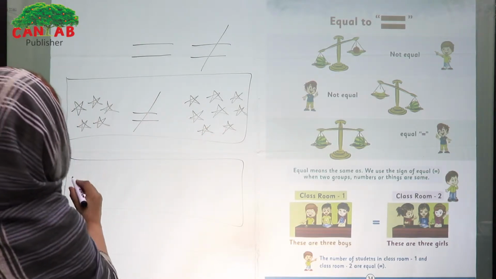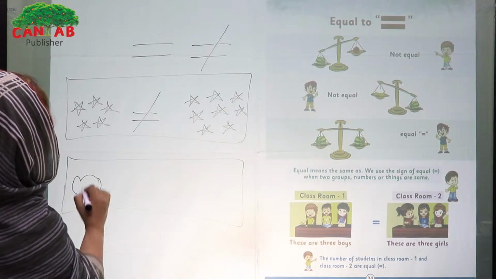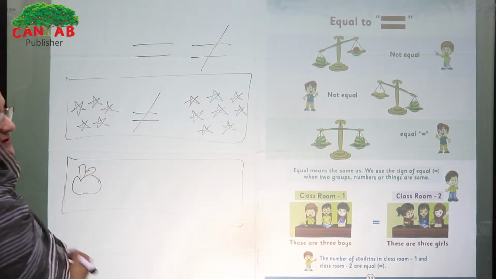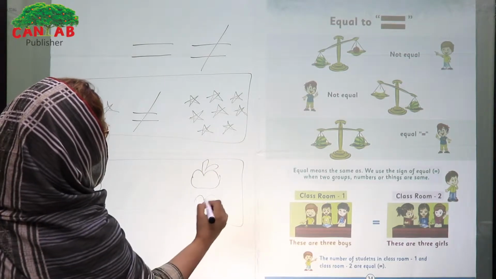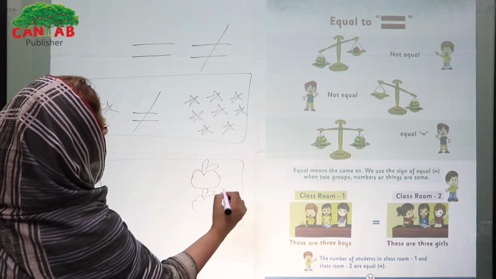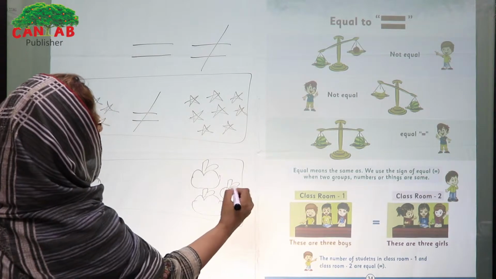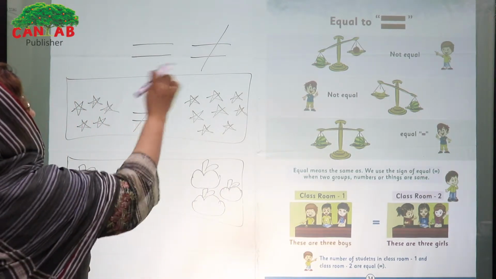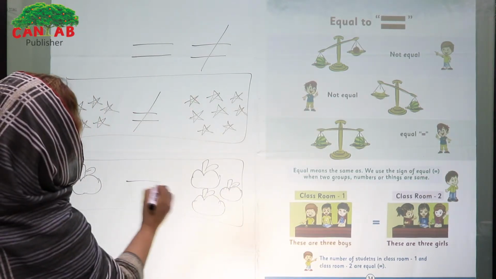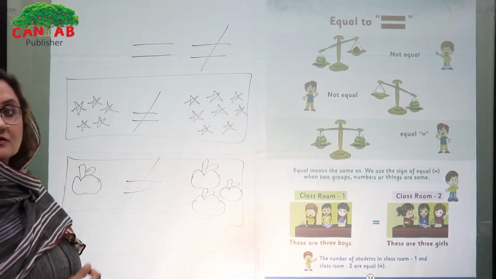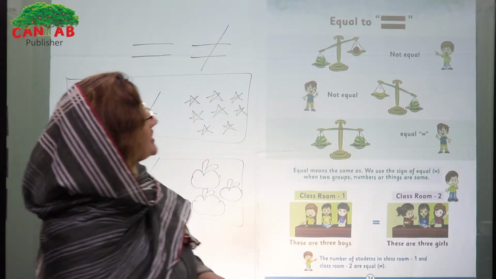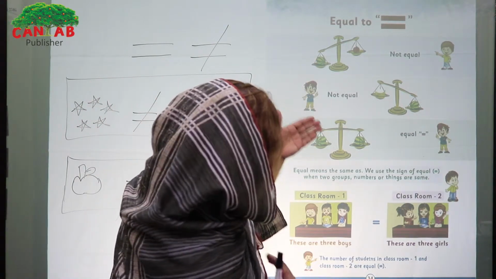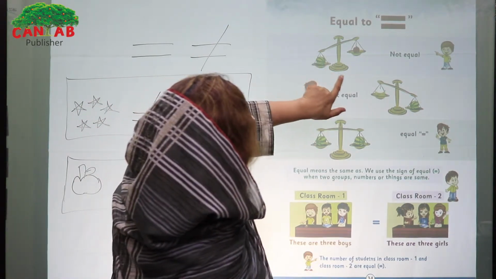Good. Now look at here. I have drawn one apple here. And I'm going to draw 1, count with me, 2, 3. Come and use this or that. Yes, these are not equal. So, this. Zabardast. Great.